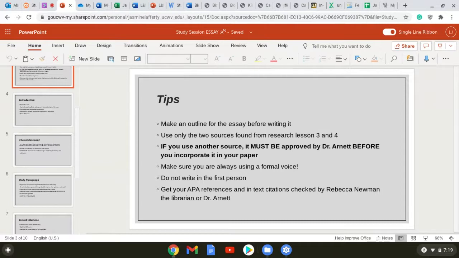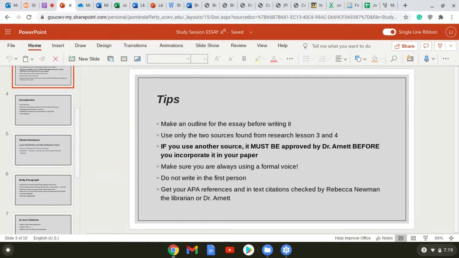First of all, make an outline of your essay before writing it. It does not have to be very detailed. Just make sure that you know what's going to go in each section before you start writing blind. It makes the structure of your essay much more organized, and it also makes the process of writing it go much faster.